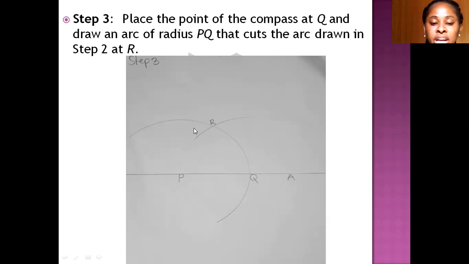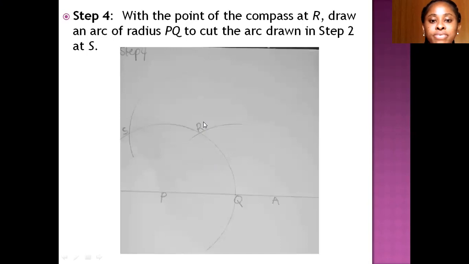Where the two arcs intersect, we name it R. You can see the R on our screen. We've drawn the arc, and we have another arc cutting it to get R. So we're going to step four.